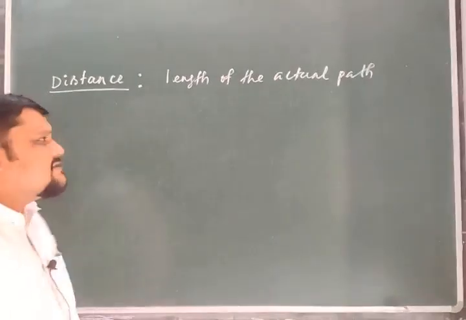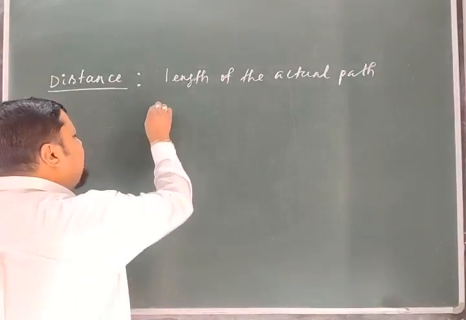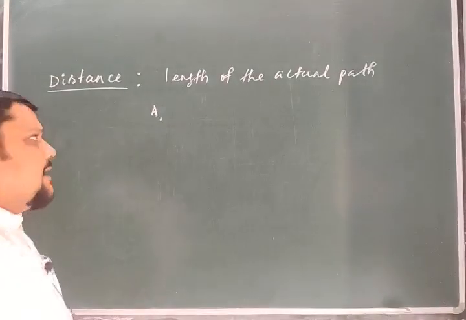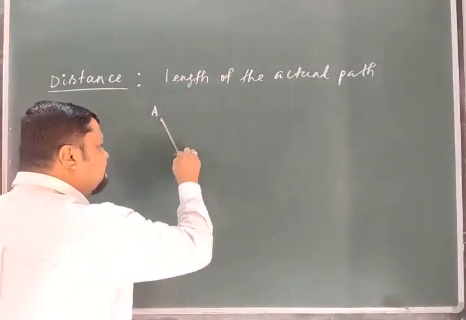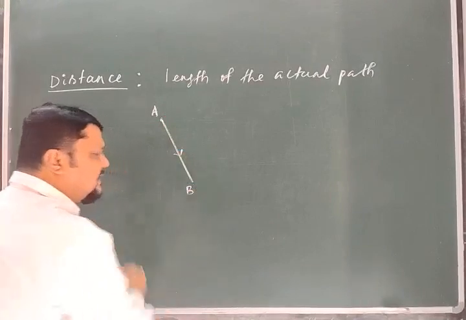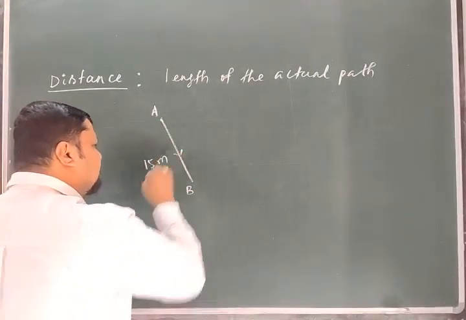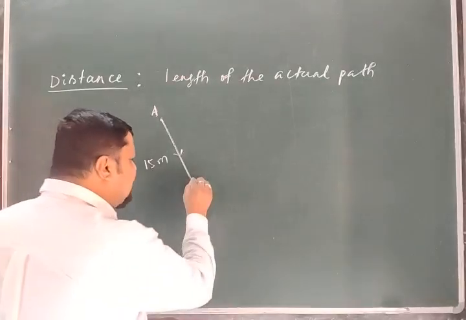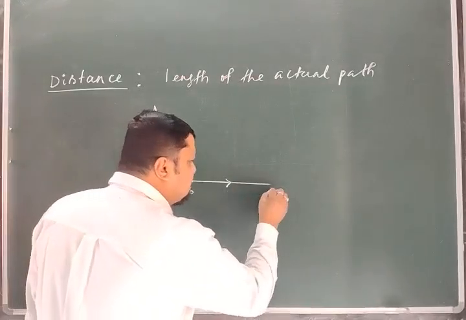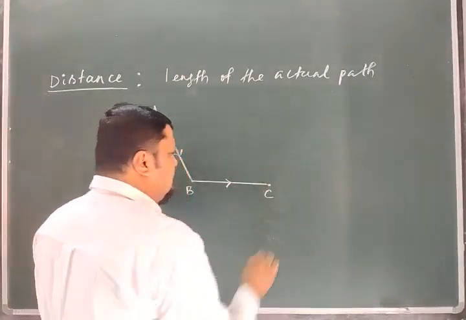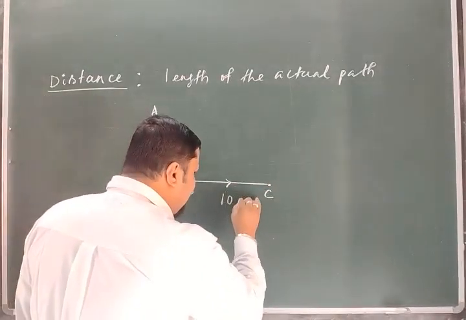For example, let us consider a particle that starts from the point A. Now it goes to a point B in some time interval. Let this distance it covers be 15 meter. Then it goes in another direction to C. Then it reaches the point C. Let this cover a distance of 10 meter.